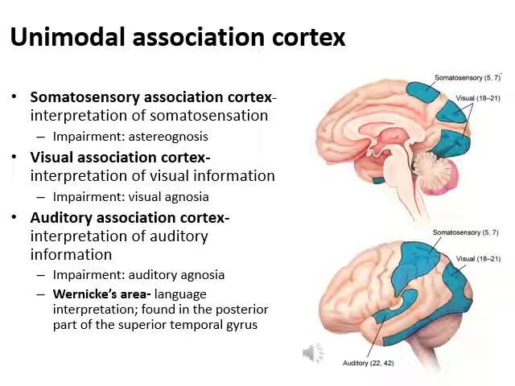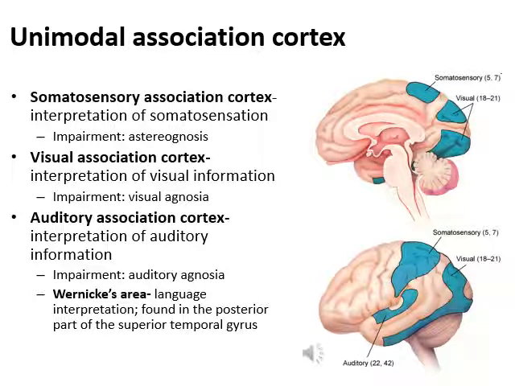The third one is the auditory association area, which is on the temporal lobe around the primary auditory cortex. It analyzes the auditory information. So any impairment of this area, you will have auditory agnosia.